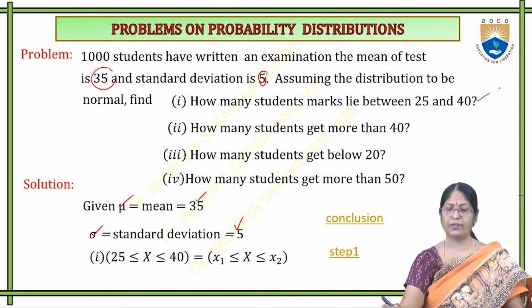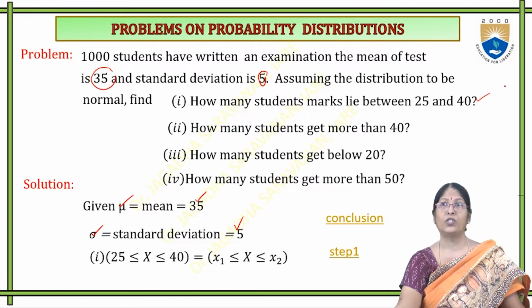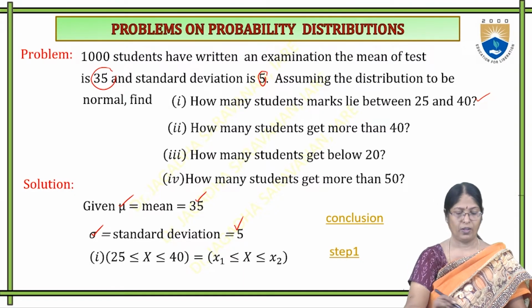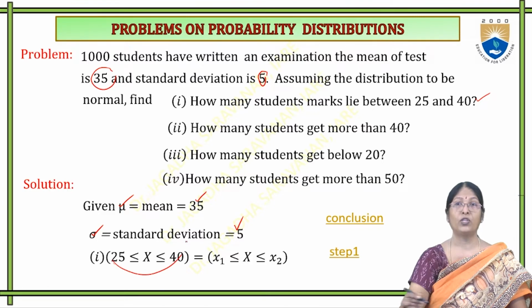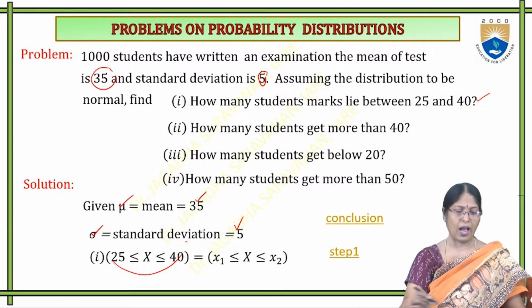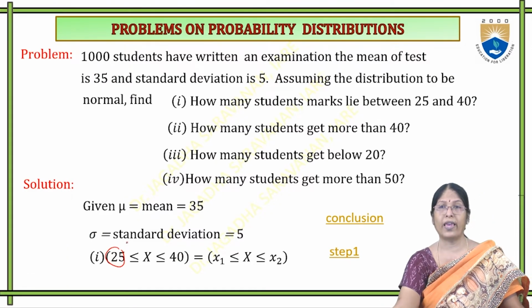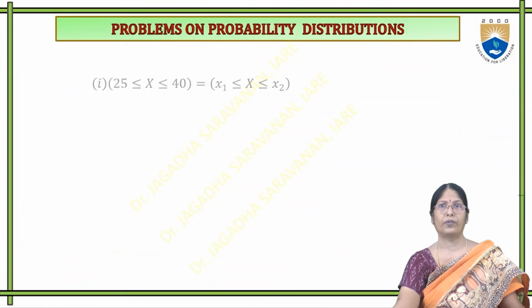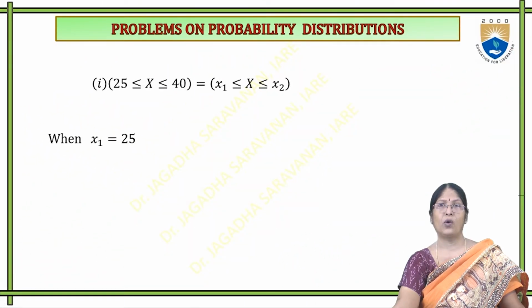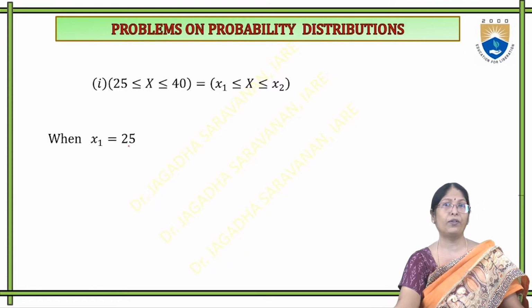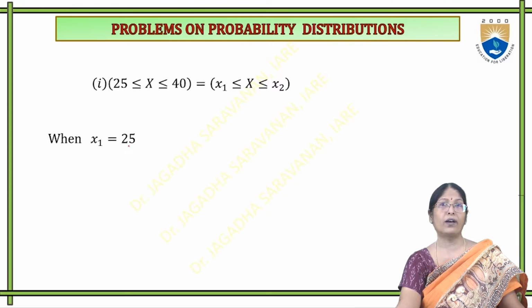The first question is, x lies between 25 and 40. So we have written x lies between 25 and 40, and we are naming 25 as x1, 40 as x2. So we named it. Now x1 equal to 25. The normal distribution, we can't plot this 25 as it is. They should be converted into z points.